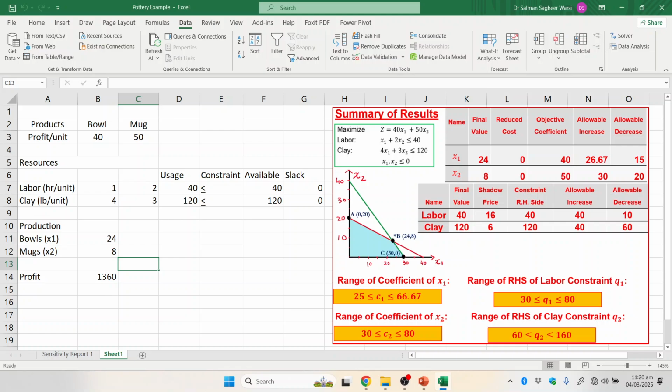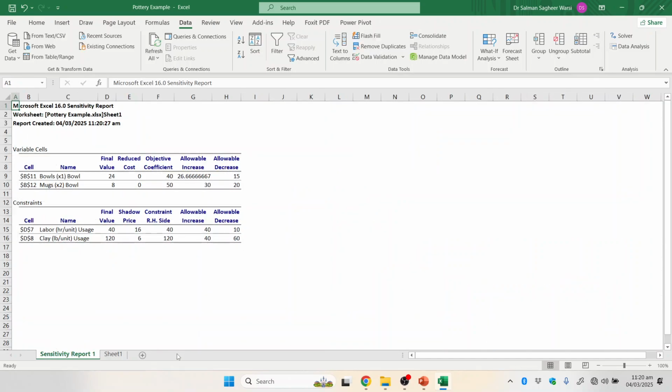Now if you look at the sheet, solver has found the values of 24 and 8. We have already found these values here. And if you look below, a sensitivity report tab is generated. So we will now have a look at the sensitivity report. And the slack is 0. We have also found the slack at 0 at point B and for the clay and labor. So let me just copy this sheet and go to the sensitivity report.